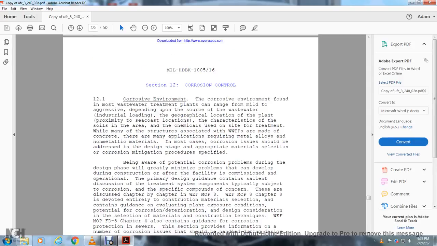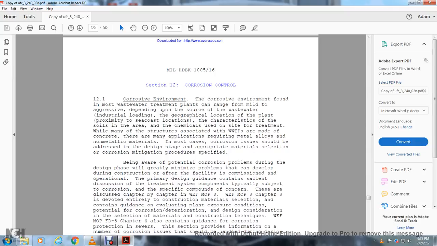Alright, section 12, corrosion control. Corrosive environment. The corrosive environment found in most wastewater treatment plants can range from mild to aggressive, depending on the source of the wastewater, industrial loading, geographical location of the plant, proximity to seacoast locations, characteristics of the solids, and the chemicals used on site with the treatment.